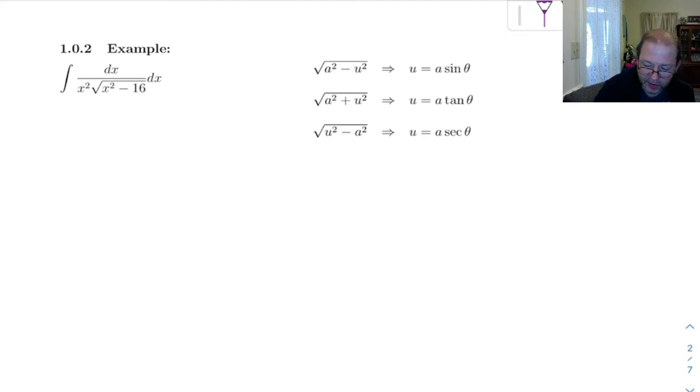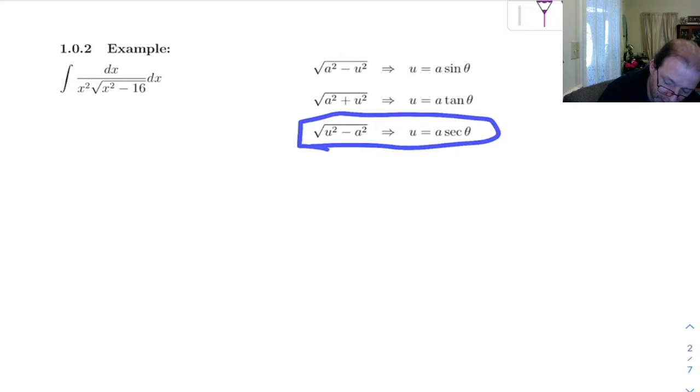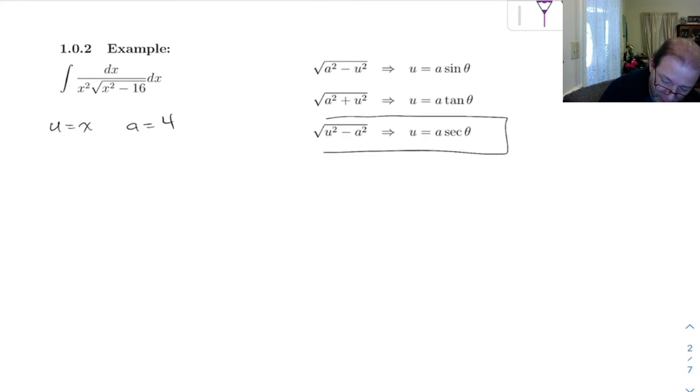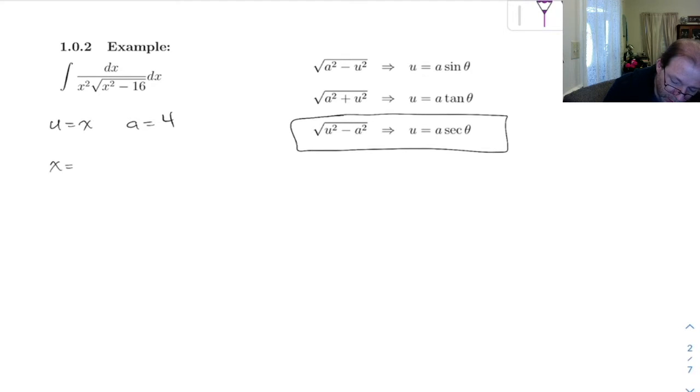All right, let's take a look at this example. On this one, we've got dx over x squared times square root of x squared minus 16. So if you look at this, we've got variable minus constant. So that means we're going to be in this situation here. Now my variable in this case is x, so I've got u equals x and a equals 4. So we're going to use this, and the substitution we're going to use is x equals 4 secant theta.